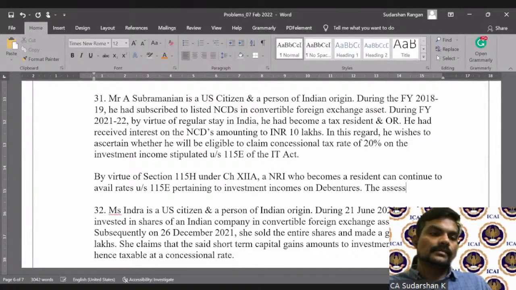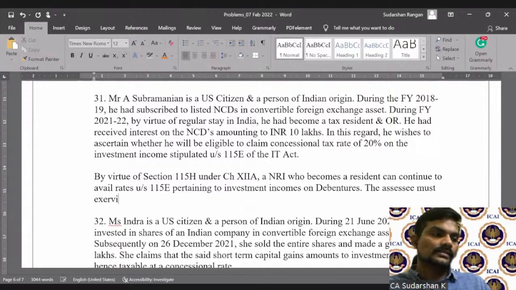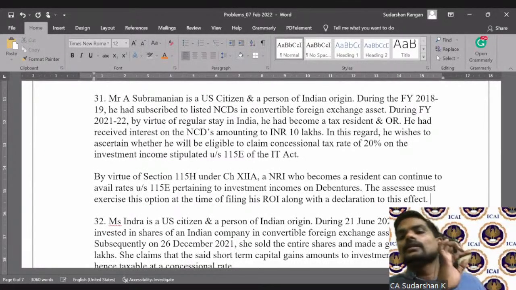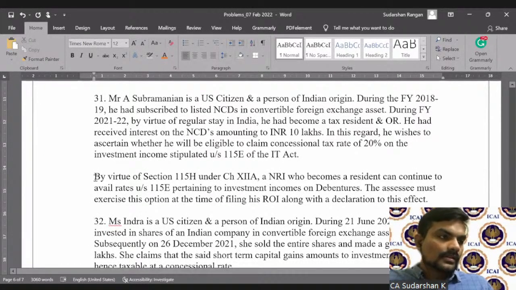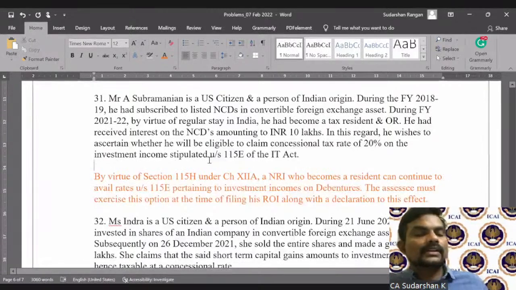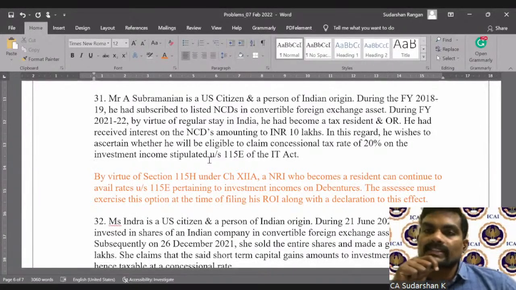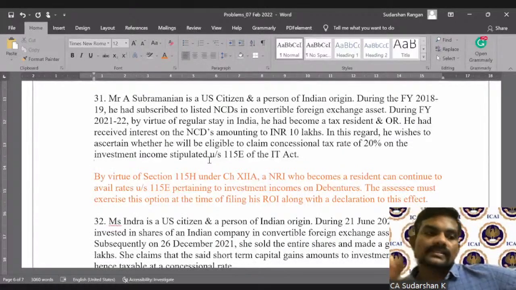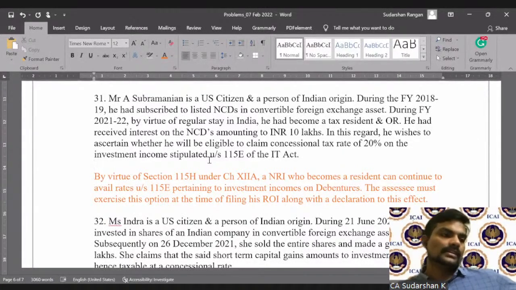The assessee must exercise this option at the time of filing his return of income along with the declaration. So therefore, even if you become a resident, you don't need to worry. You can still avail 115A, 20% on investment income pertaining to debentures, security deposits, etc.